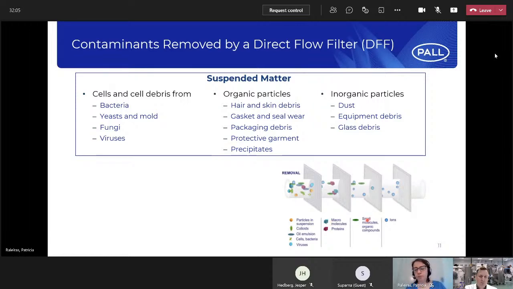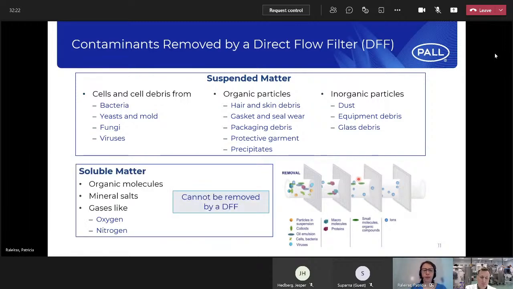Then what you also have is the possibility of separating components or proteins that are dissolved, but that it will not do with a direct flow filter. That will do with an ultrafilter instead. So what you can't remove with a direct flow filter is soluble matter. Also things like ions, small molecules, stuff like that.